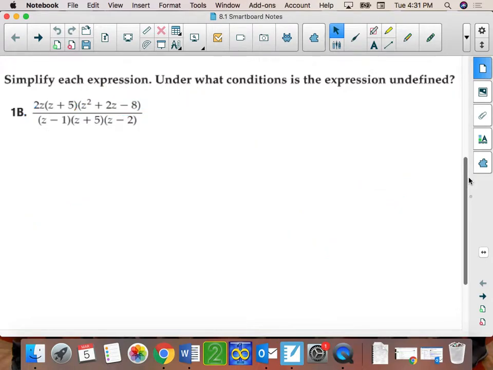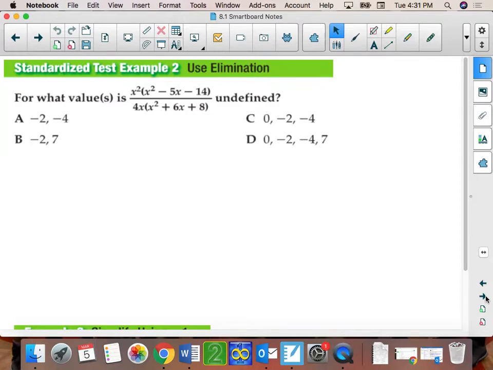Okay, moving on. All right, the next question is just a multiple choice. For what values would this be undefined? And so to figure this out, again, we're looking at our denominator, but I need to look at this in factored form. So I'm looking for factors of positive 8 that add to positive 6. So that's going to be positive 4 and positive 2.